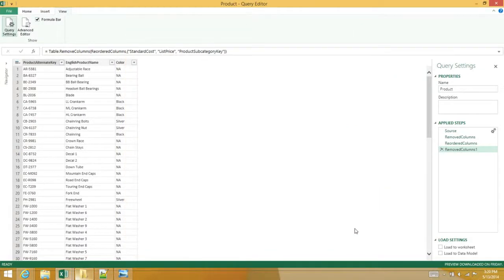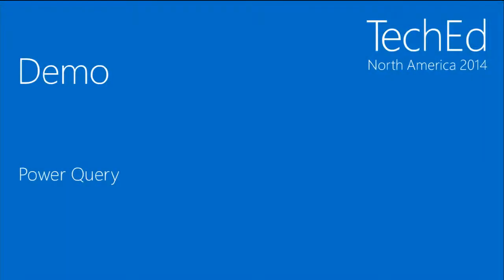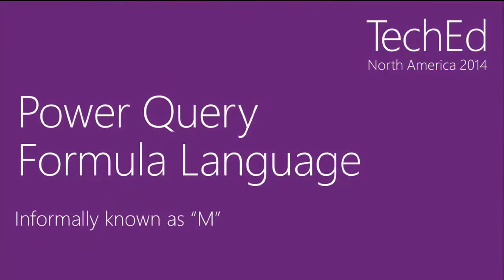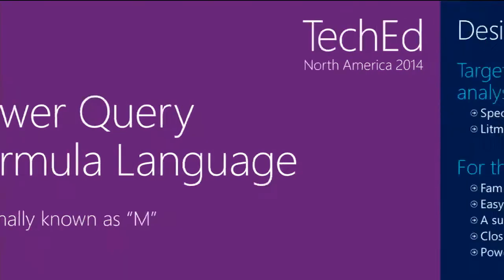OK, let's jump over to the slides again. We'll start in on the language. The Power Query formula language is informally known as M, so you might hear it referred to as M. We'll probably even call it that a couple of times.